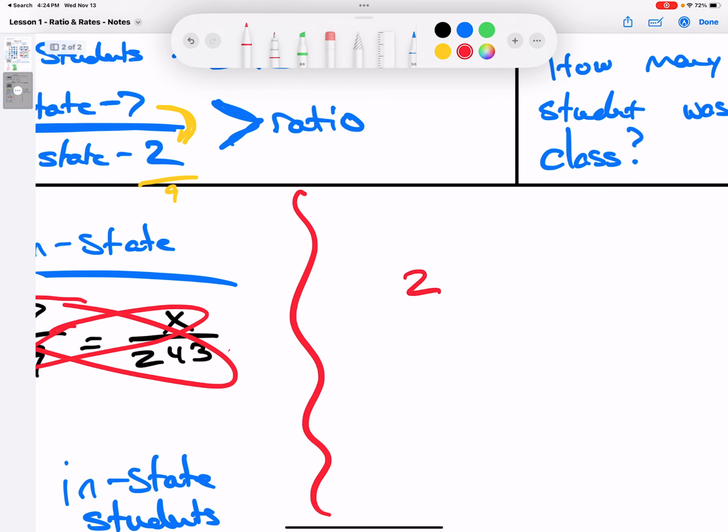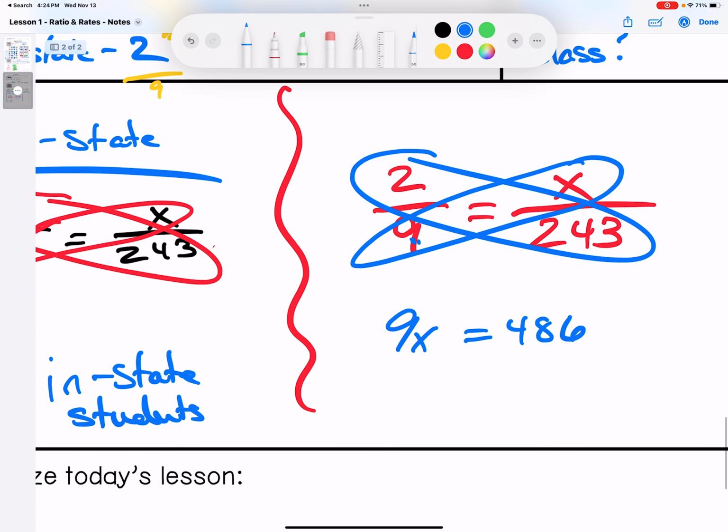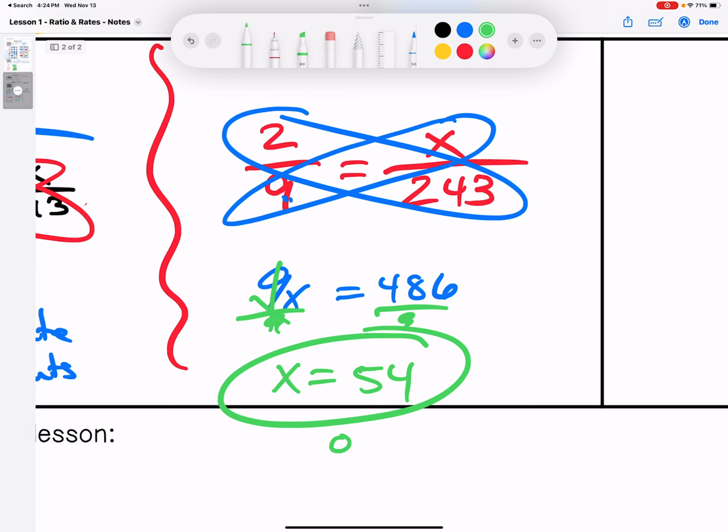We know there are 2 out-of-state students for every 9 students. We also know there are 243 total, and we don't know how many out-of-state. So what is one way we could do that? We could see what they multiplied 9 by to get 243, or we could do the butterfly. Watch. 9 times X is 9X. 2 times 243 is 486. 486 divided by 9 is 54. So there are 54 out-of-state students.